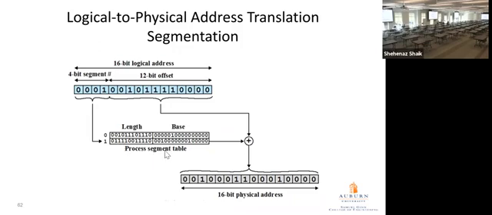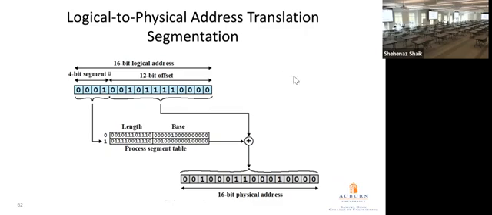Because it is valid, we can simply add this offset to the base address to arrive at the actual physical address corresponding to this logical address that is given. So this is one example of logical to physical address translation with the segmentation approach. Okay, do we have any questions here?